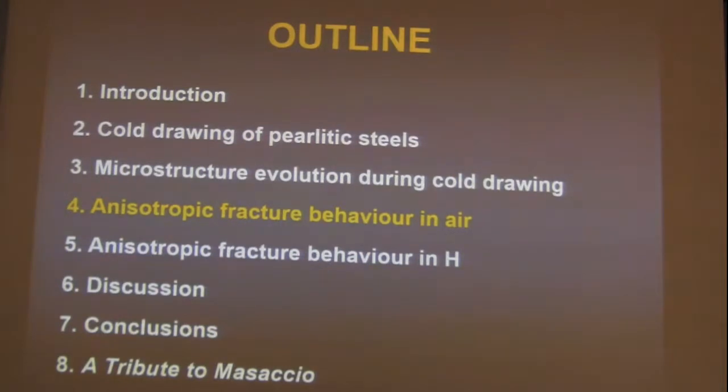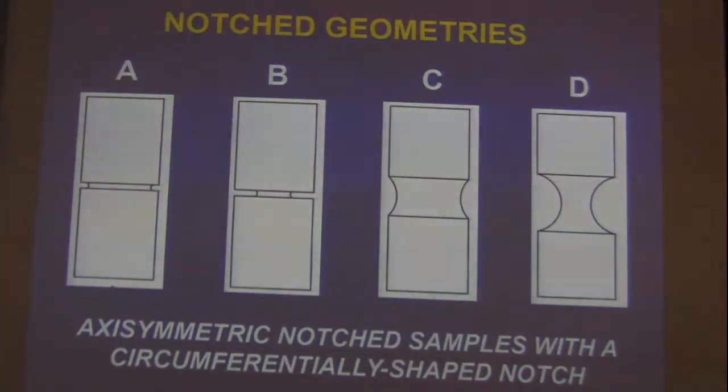Let's go to the anisotropic fracture behavior in air for notched specimens, then notch-induced anisotropic fracture behavior in air. I introduced the results in Urbino, so very briefly: A, B, C, D. We have very different degrees of constraint or triaxiality. We have axisymmetric notched samples with a circumferentially shaped notch. A: minimum depth, minimum radius. B: maximum depth, minimum radius. This is the highest level of triaxiality or constraint. Stress triaxiality is maximum in B.